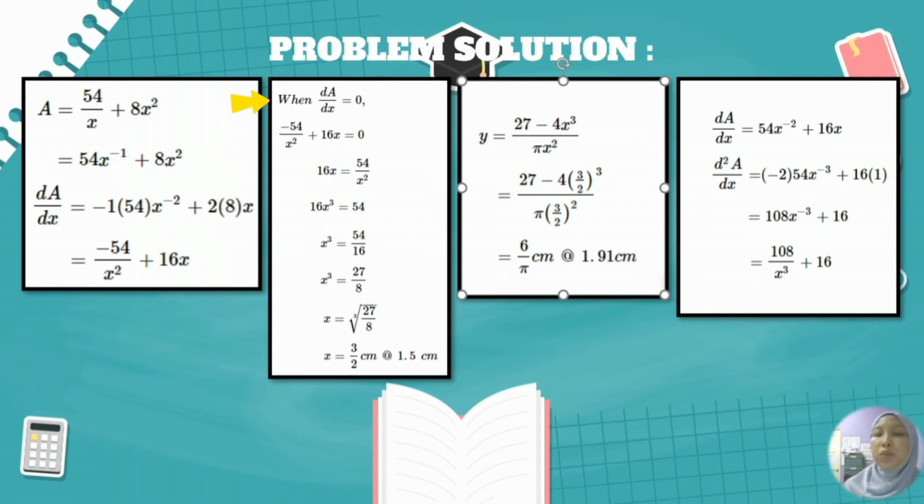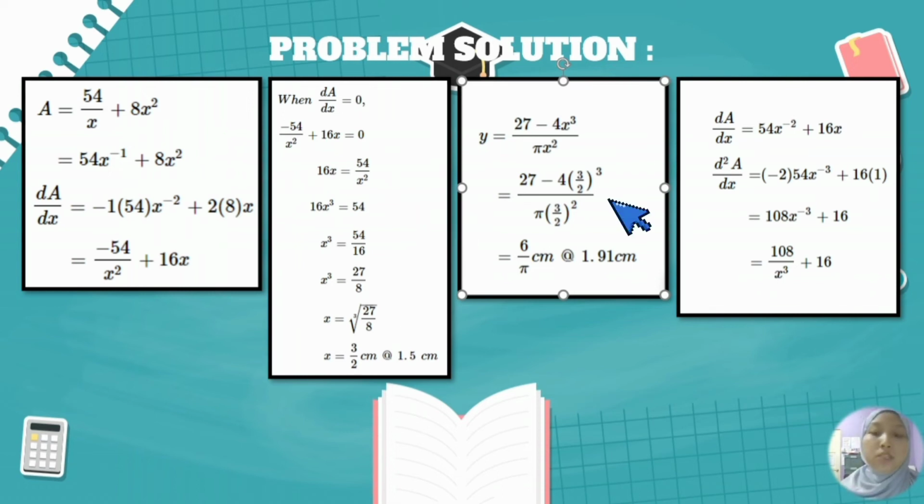When dA over dx equals 0, write down what you got on the left hand side for dA over dx, and you do the mathematical calculation, and you get x equal to 3 over 2 centimeter or 1.5 centimeter. Now we want to find the value of y, so we just use the value of y in terms of x, which Ainnur has explained on the previous slide.